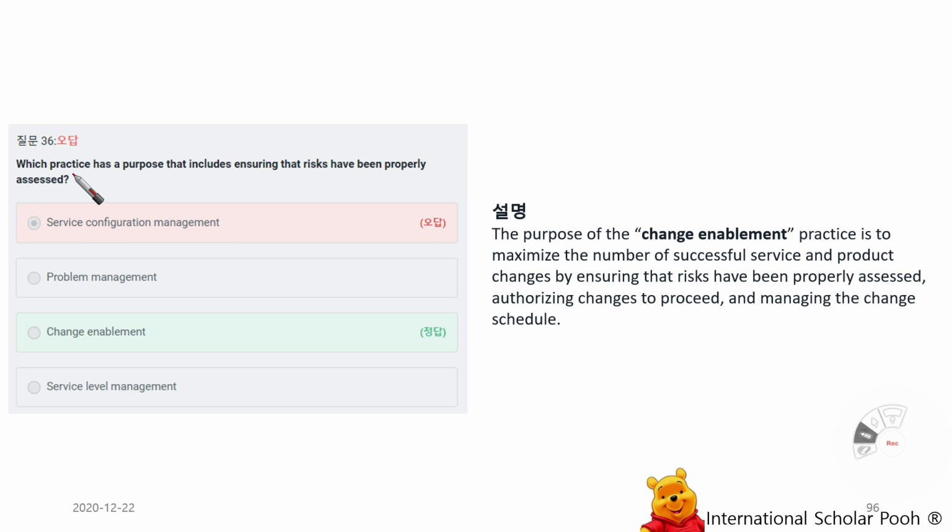Which practice has proposed that includes ensuring that risks have been properly assessed? Change enablement. The purpose of the change enablement practice is to maximize the number of successful service and product changes by ensuring that risks have been properly assessed, authorizing changes to proceed, and managing the change schedule.